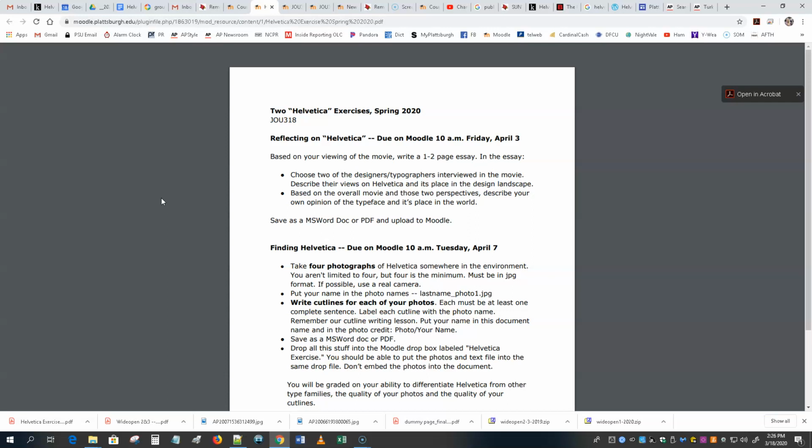In some part of your text, in that 1 to 2 pages, I want you to describe their views on Helvetica, its place in the design landscape, its place in the world, its place in history and our future, its feeling and meaning and mood and whatever. So what Helvetica means according to those 2 people, and then based on the overall movie and those 2 perspectives that you've described, or as part of the describing of them, describe your own opinion, your own feelings, your own reflection on the typeface and its place in the world, its place in our whole design consciousness.